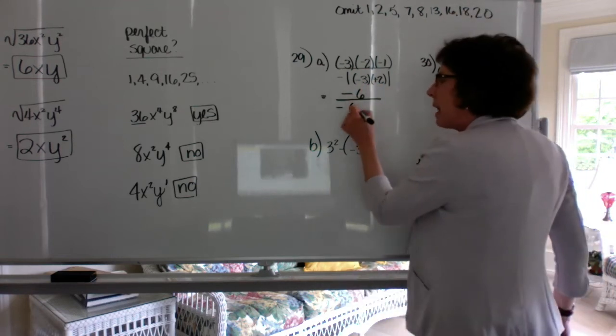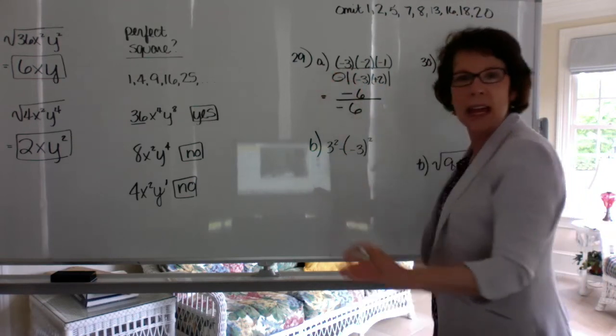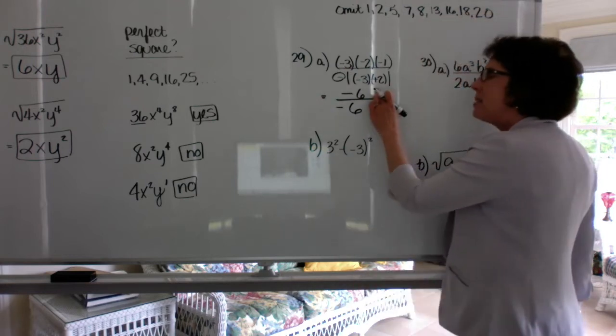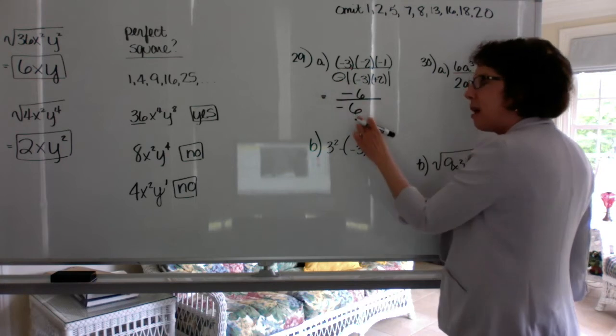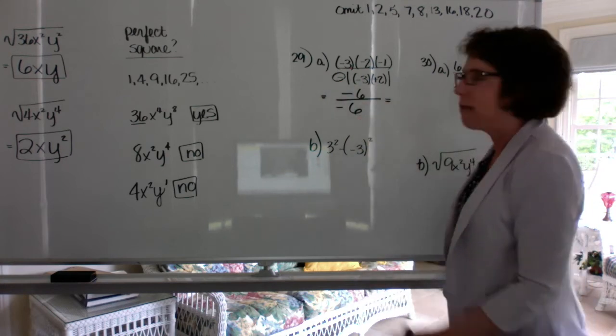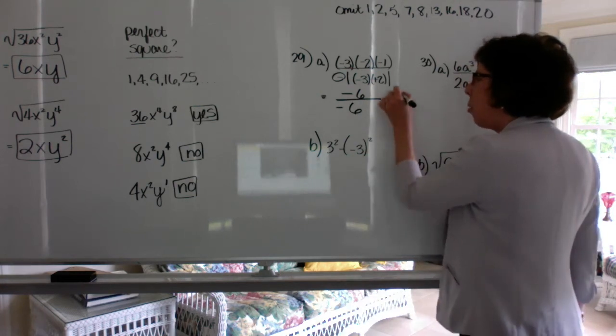And so I'm going to put that here, but I also had this negative sign here. So I have a negative 6 over the negative of 6. So what's negative 6 divided by negative 6? My final answer, positive 1.